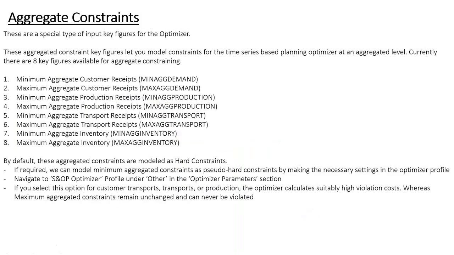Okay, sure. So two topics for today. One is aggregate planning and another is the forecast consumption. So first, let's talk about the aggregate planning. Aggregate planning is being supported by the optimizer only, and this is not a typical aggregated planning, but more like you are constraining at an aggregated level.